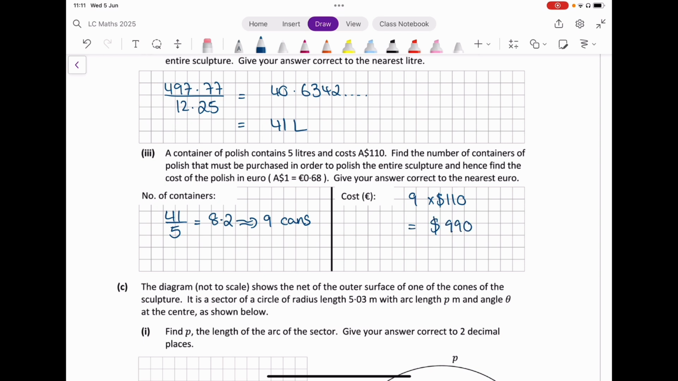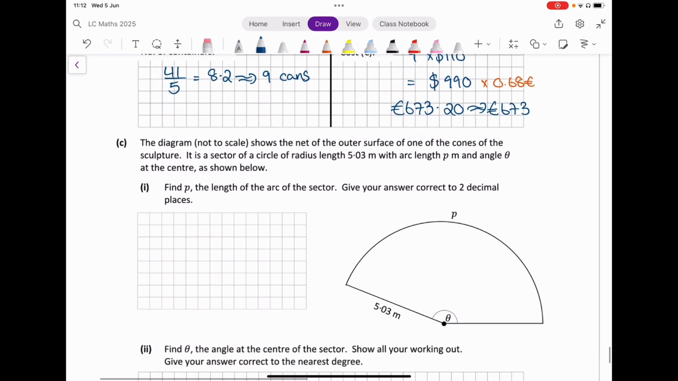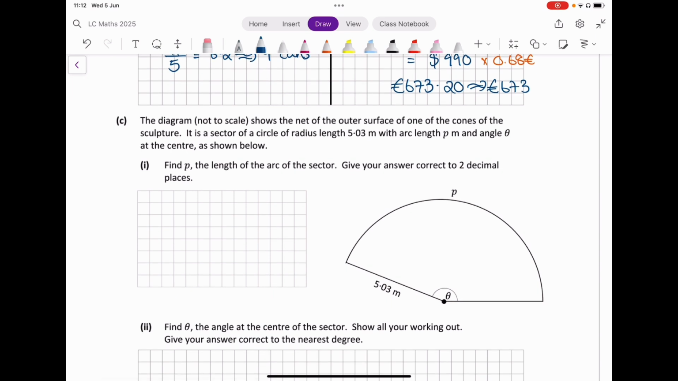All right, and then $1 is 0.68 euro, so we're going to multiply that by 0.68, and that gives me my answer here of 673.20 euro, and that's for the nearest euro, so that is 673 euro. Okay.